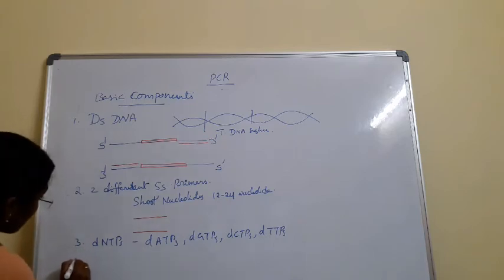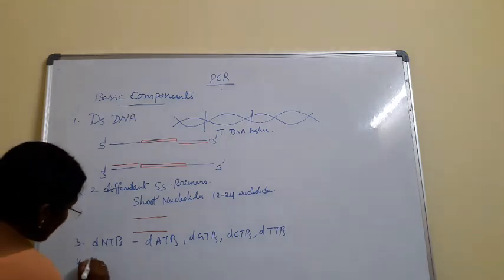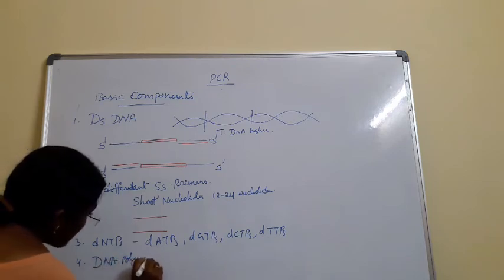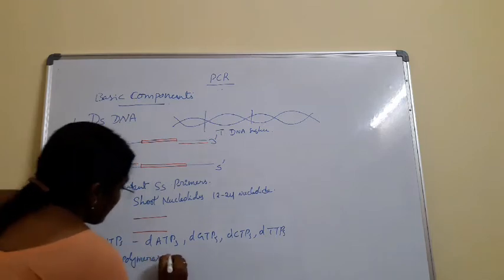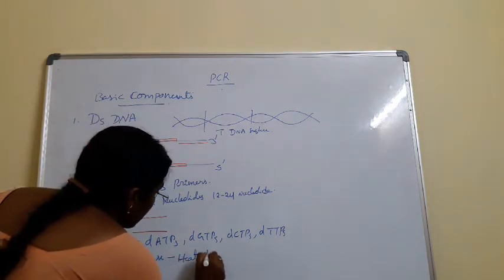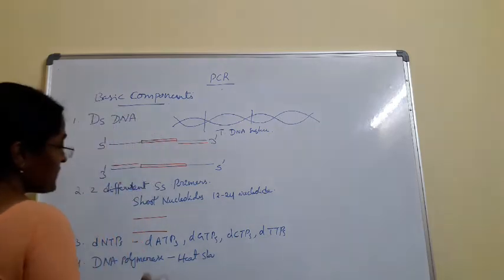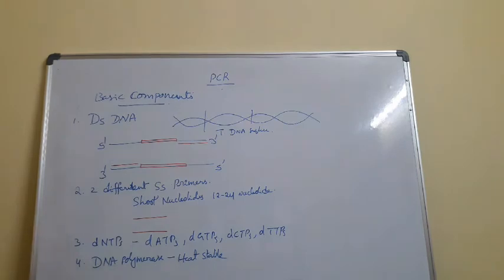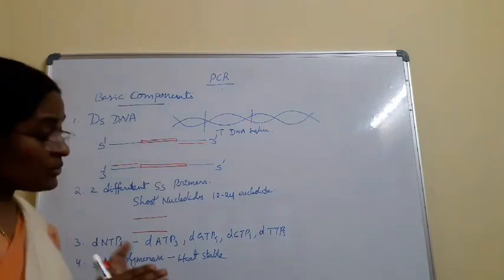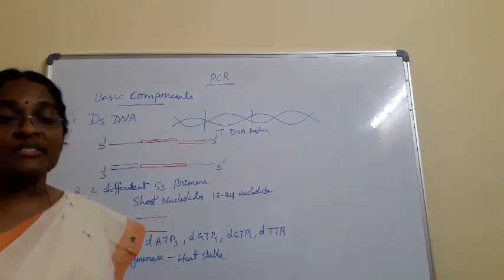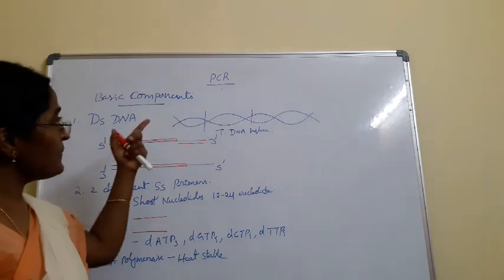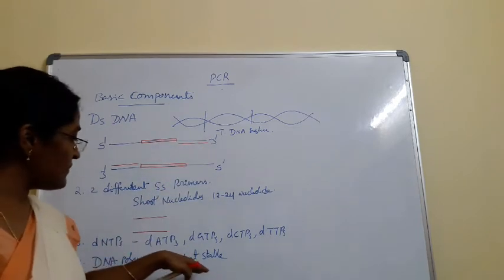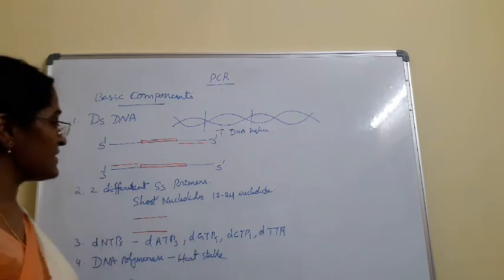And the last requirement is DNA polymerase enzyme. This enzyme must be heat stable. Why? Because normal DNA polymerases lose their stability and function at high temperatures. Generally, the PCR reaction takes place at high temperature. So, heat stable DNA polymerases are used in this reaction.